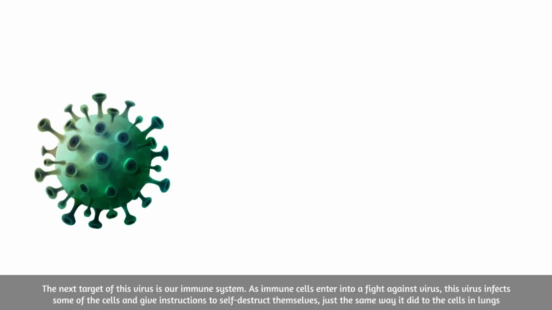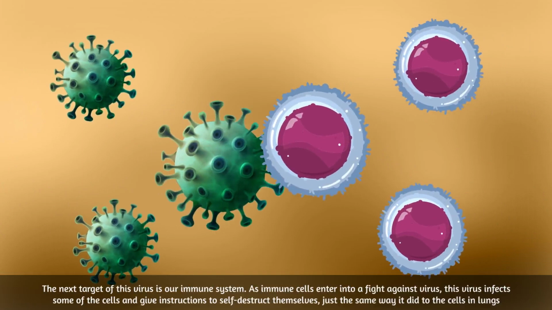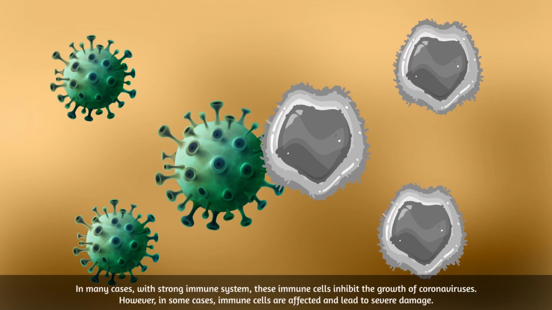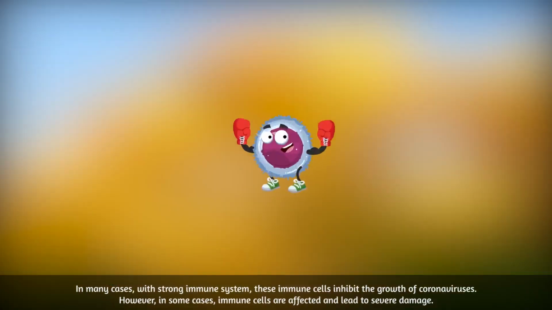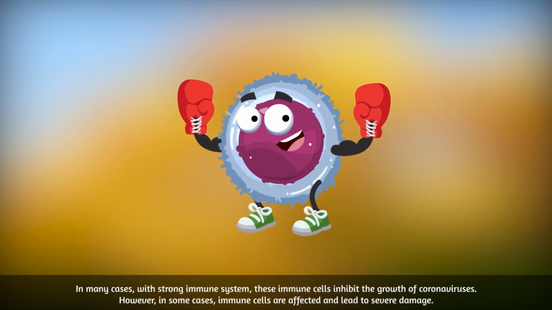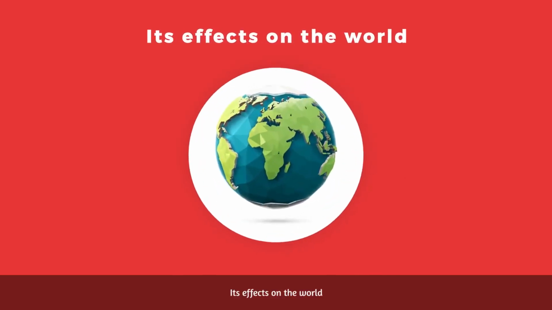The next target of this virus is our immune system. As immune cells enter into a fight against the virus, this virus infects some of the cells and gives instructions to self-destruct, just the same way it did to the cells in the lungs. In many cases, with a strong immune system, these immune cells inhibit the growth of coronaviruses. However, in some cases, immune cells are affected and lead to severe damage. Its effects on the world.